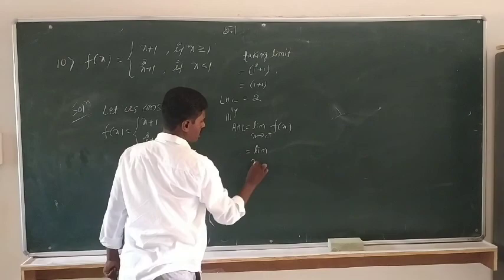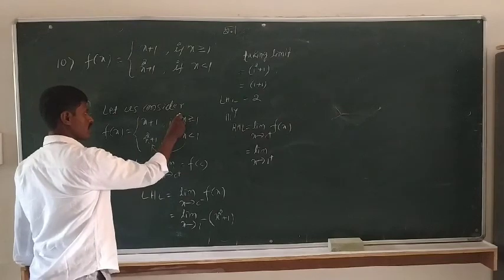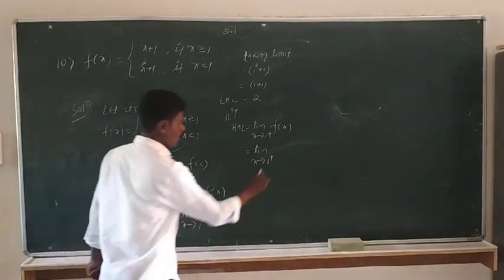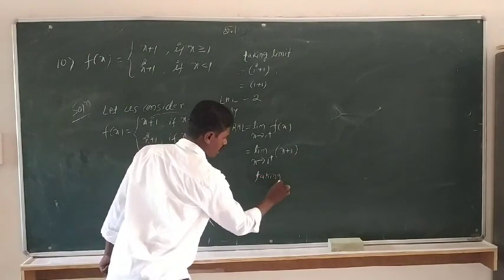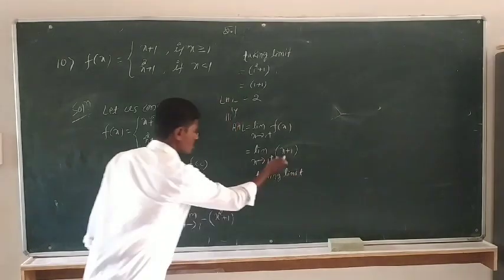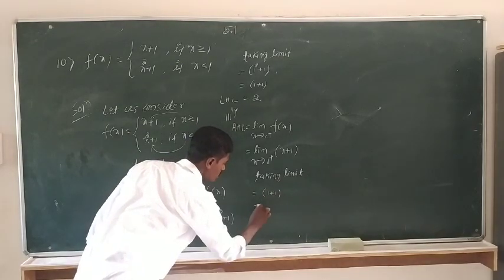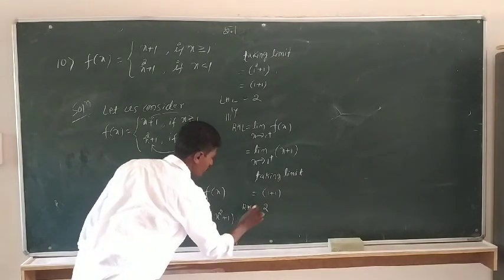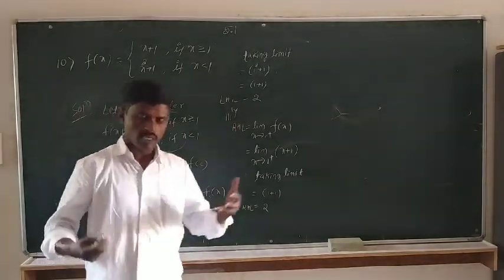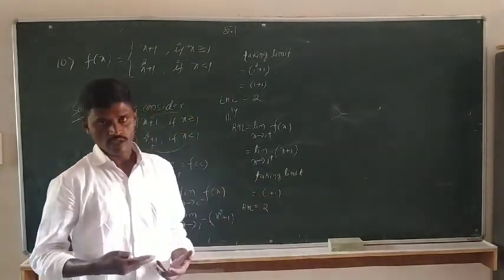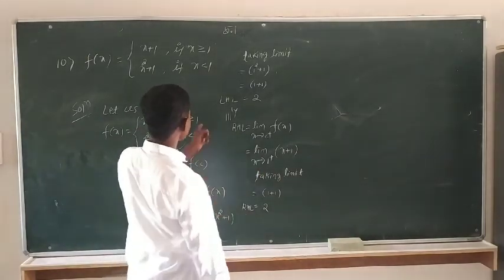Limit as x tends to 1 plus. For RHL, we consider the function for x greater than 1, that is x plus 1. So here also taking the limit, put 1 in place of x, that is 1 plus 1, which is 2. This is RHL. Observe that LHL and RHL are both equal, which means the limit exists. Therefore the limit exists. Now we move forward to find f of 1.